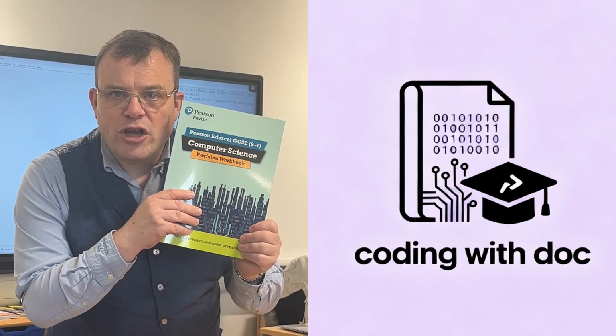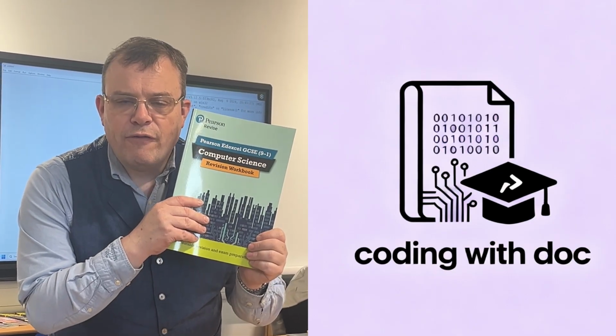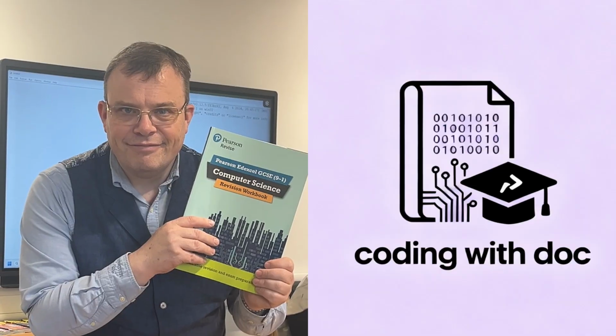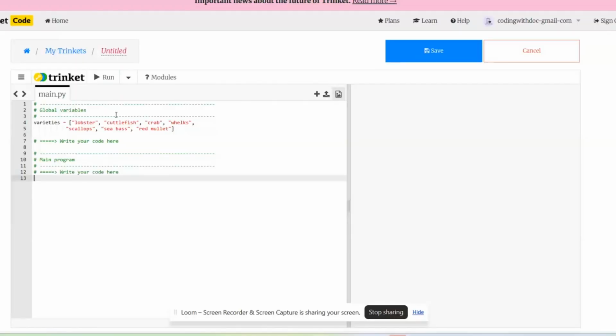So I'm working through the questions in the workbook for paper 2 on programming. Well, I'm going to look at this now, Convert Algorithms 5 question. So what we've got here is a question that's fundamentally testing our ability to cope with a variable that stores more than one thing. So we've got a variable here called varieties.